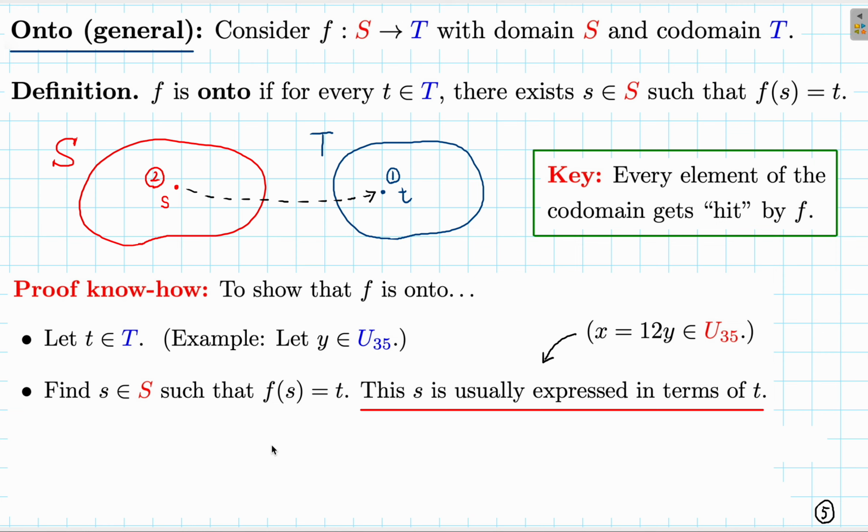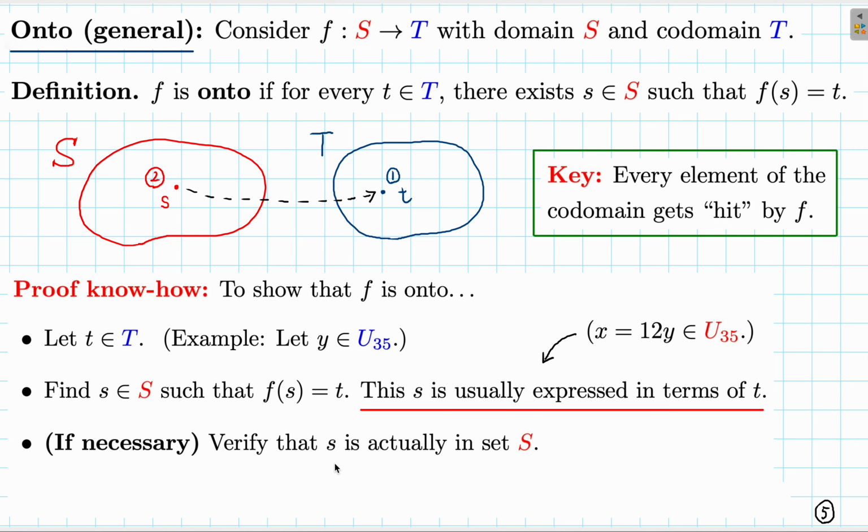And then what we did in our example proof was we verified that this element s is actually in the domain. And so we verified in our sample proof that 12y is actually in the domain U35. Now this is only if necessary. Sometimes this element s is just so evidently in the domain that it's not worth showing, but I think in this case it was. We had to show that the product 12y is still in U35 because U35 is closed under multiplication.